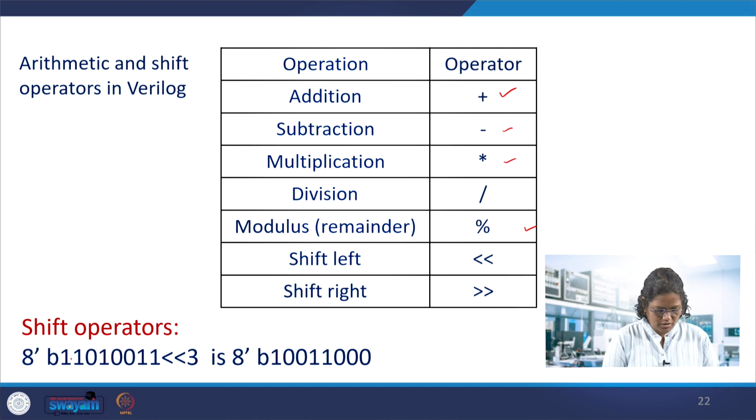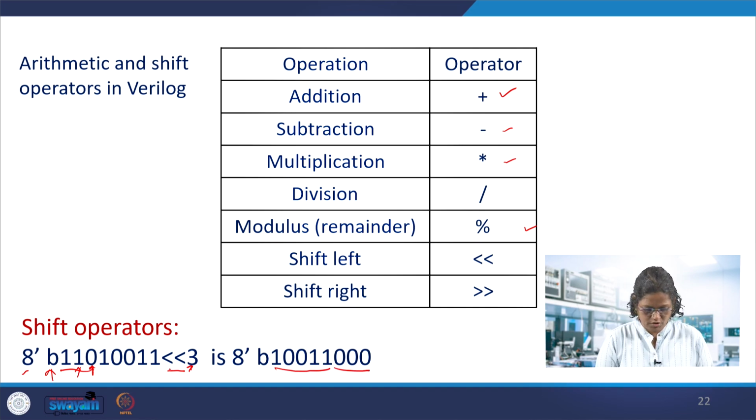Suppose we have an 8-bit binary number, 8'b11010011, and it is left shifted by 3. You will be losing these bits. In each left shift you lose the leftmost bit, so the bits that go off are 1, 1 and 0. You get 1 0 0 1 1 and 3 zeros are added on the right when you do the left shift. So this is shifting left.